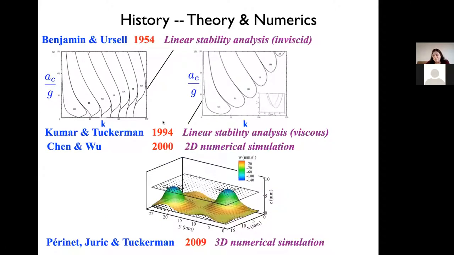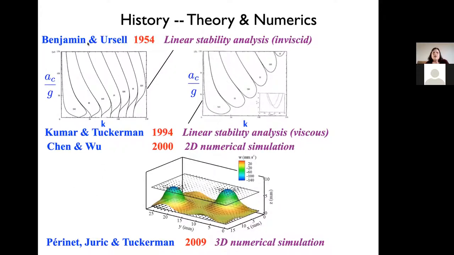Because of this lack of focus on it, I got to be the first to do the viscous stability analysis here, just because it had been neglected as a stability problem, and I got to do the first 3D numerical simulation for the same reason, not because it was so intrinsically difficult, but it just wasn't on the map, on the charts, on the whatever. So first, let me tell you what you're seeing here, and then I'll go back to the previous slide.